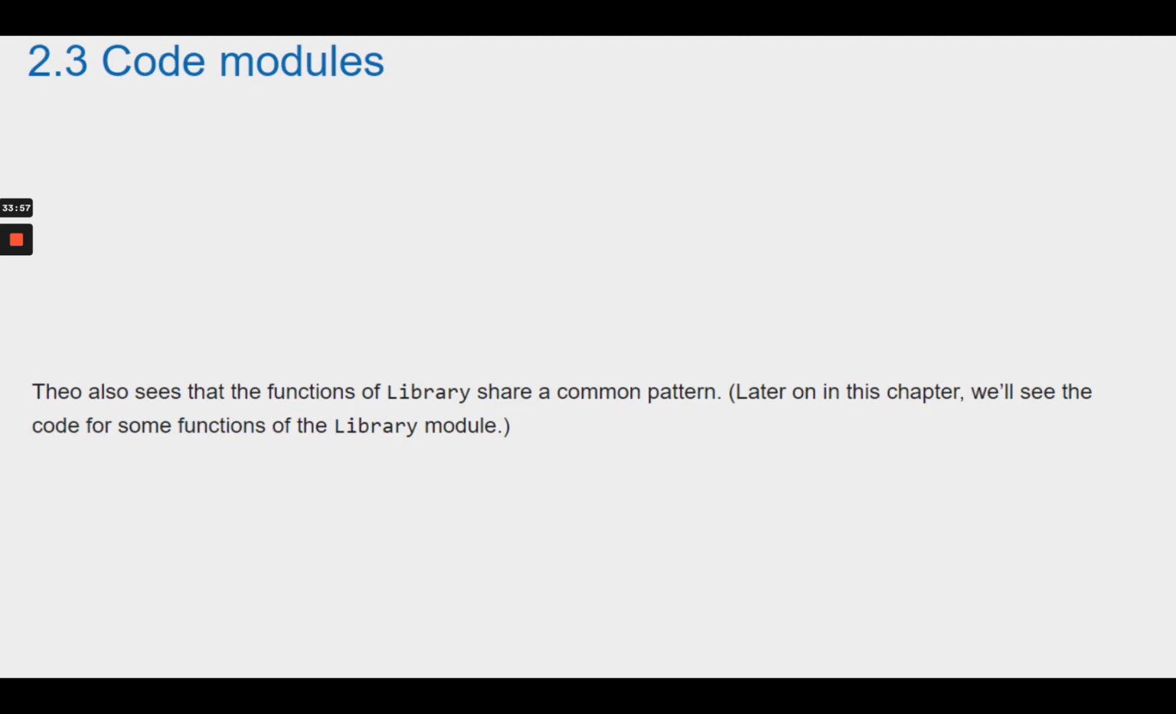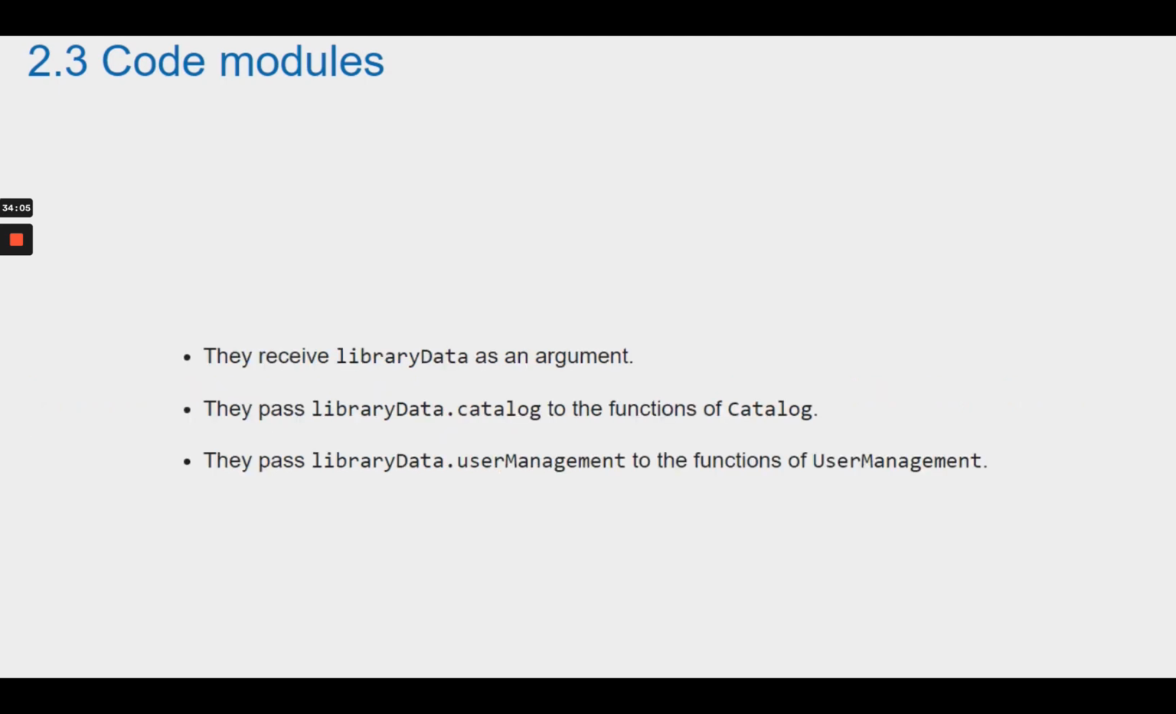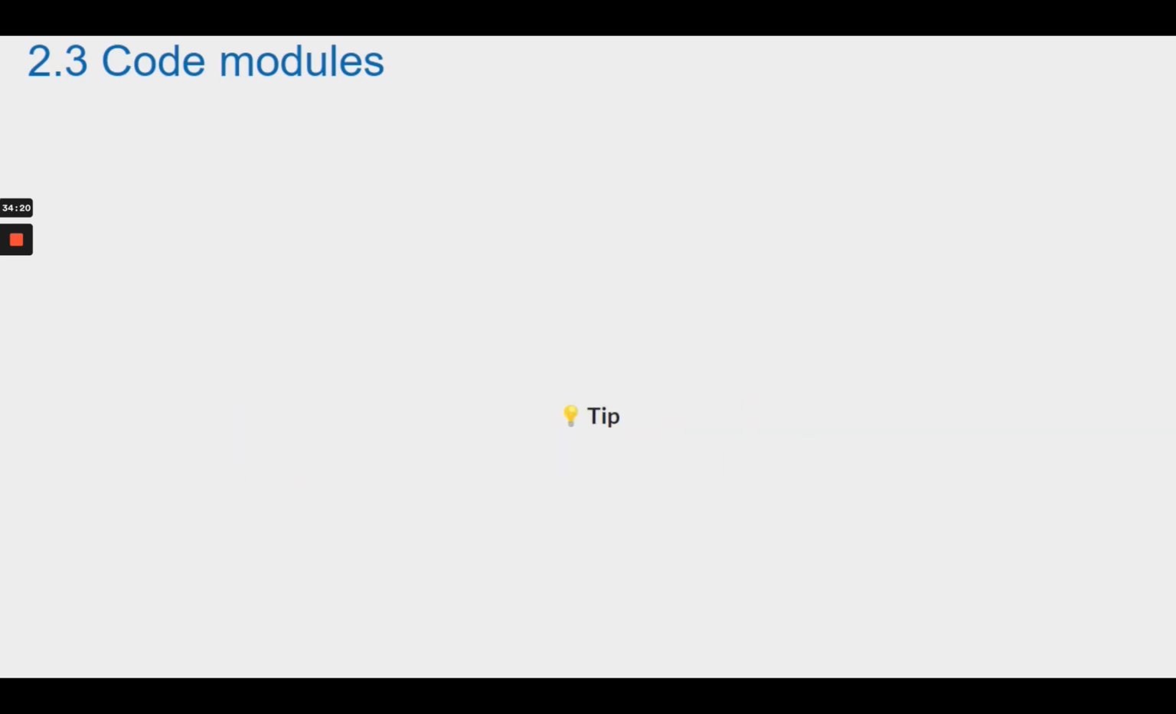Theo also sees that the functions of library share a common pattern. Later on in this chapter, we'll see the code for some functions of the library module. They receive library data as an argument. They pass library data.catalog to the functions of catalog. They pass library data.usermanagement to the functions of user management. Tip: the high-level modules of a DOP system correspond to the high-level data entities.